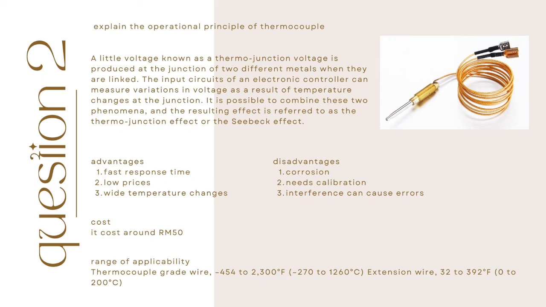The advantages of the thermocouple are fast response time, low prices, and wide temperature range. Meanwhile, the disadvantages are corrosion, the need for calibration, and interference that can cause error. The cost of a thermocouple is around 50 ringgit Malaysia, and the range of applicability is around negative 454 to 2300 degrees Fahrenheit, which is negative 270 to 1260 degrees Celsius. The extension wire is around 32 to 392 degrees Fahrenheit, which is equivalent to 0 to 200 degrees Celsius.